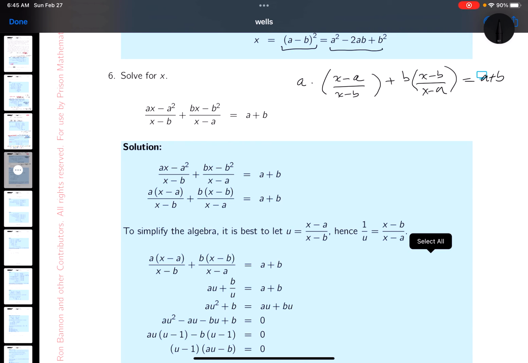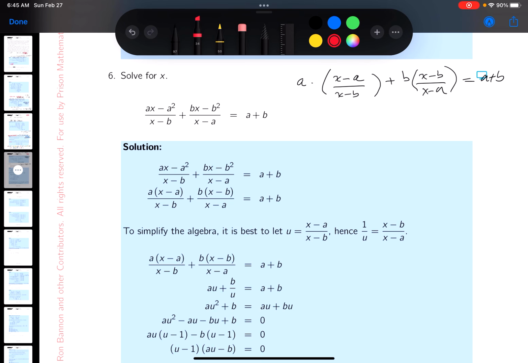Now, by the way, this may or may not help you, but I noticed that the x minus a over x minus b, I got reciprocals here. Let me point it out to you, that this guy here and this guy here are reciprocals. So what I'm going to do, I'll make a substitution. I'm going to say u is equal to x minus a over x minus b. So you would get a times u plus b times 1 over u would equal a plus b.